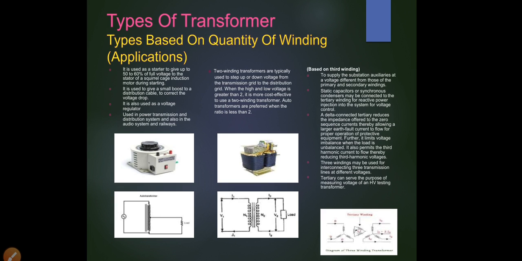And a delta connected tertiary reduces the impedance offered to the zero sequence current. They allow a larger earth fault current to flow for proper operation of protective equipment. Further, it limits the voltage imbalance when the load is unbalanced. So the three winding transformer is used for voltage control for unbalanced loads.